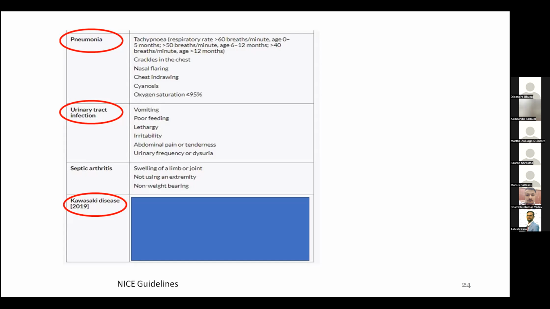Can anyone tell us about Kawasaki disease? Any signs and symptoms? Any volunteers? Fever not relieving for more than 5 days. More than 5 days? Oromucocutaneous syndrome, we call it. So oral ulcerations, conjunctivitis, and basically some difficulty in passing urine and eye redness as well. And the lymph nodes, cervical lymph nodes, palpable. Strawberry tongue as well.